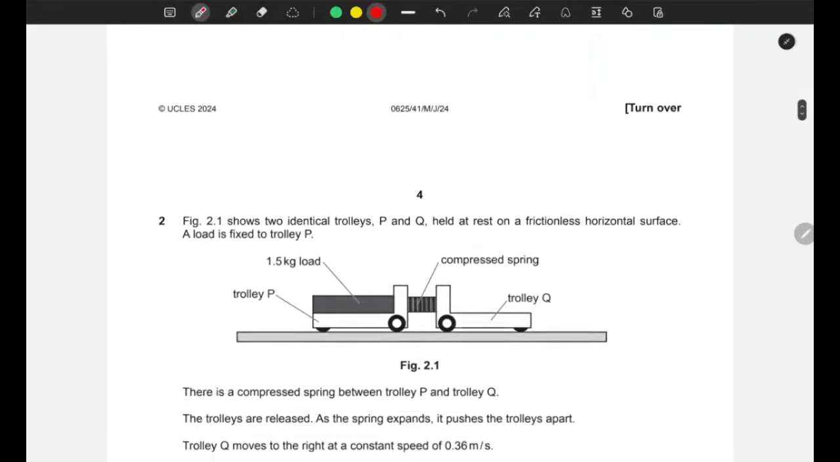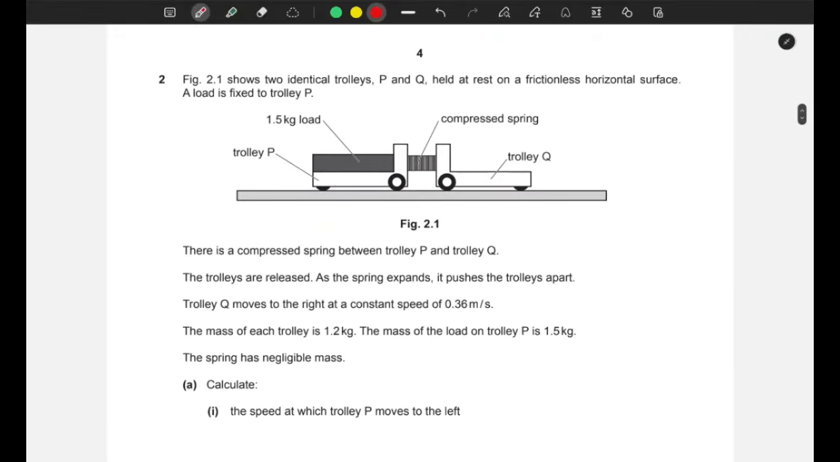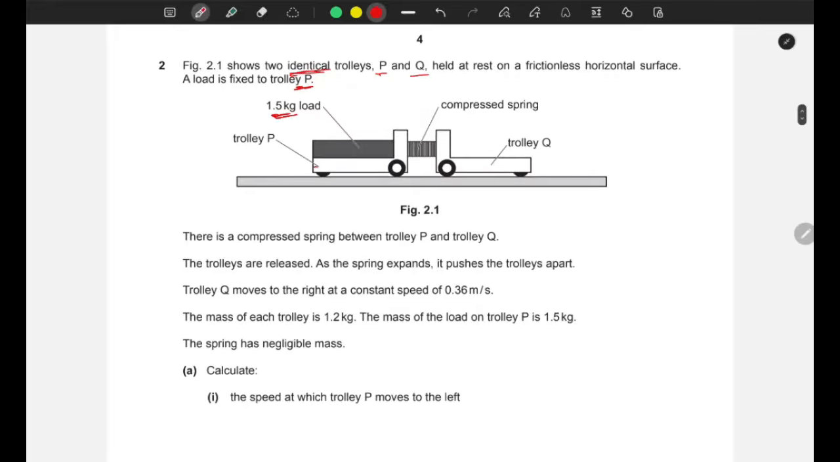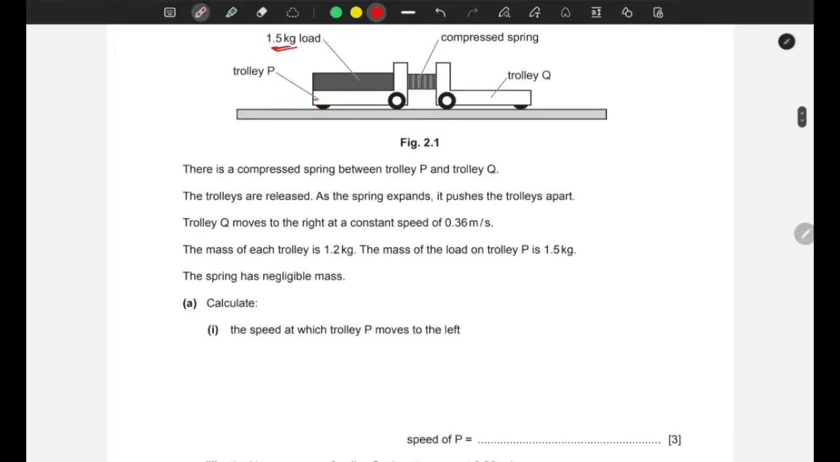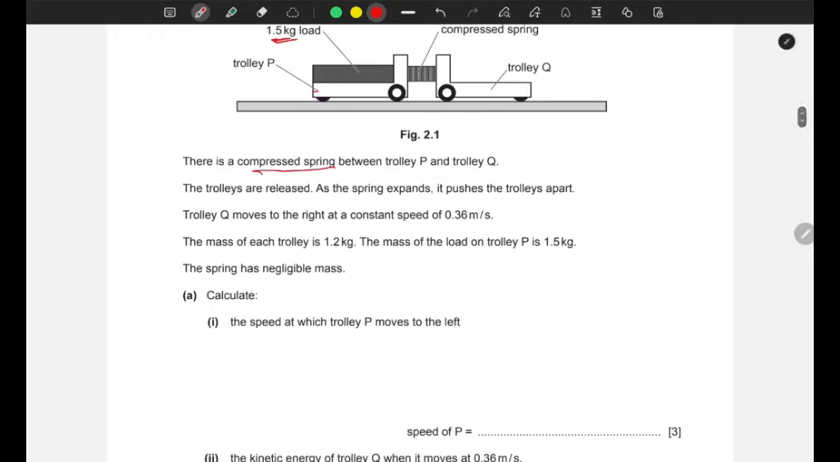Let's go to the next question. Question number 2. Figure 2.1 shows two identical trolleys, P and Q, held at rest on a frictionless horizontal surface. A load is fixed to trolley P. Okay, so this is trolley P, and we have a 1.5 kg load and a compressed spring in between, and then we have our next trolley, which is trolley Q. There's a compressed spring between trolley P and trolley Q.